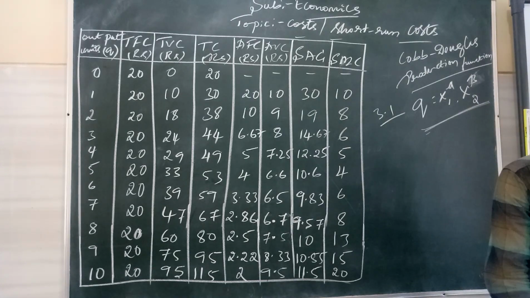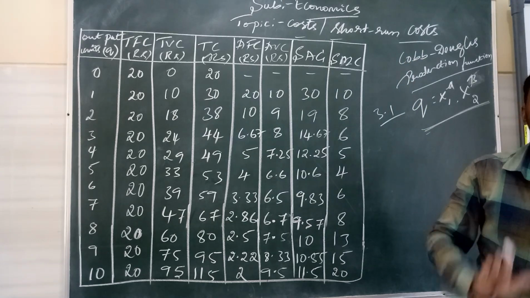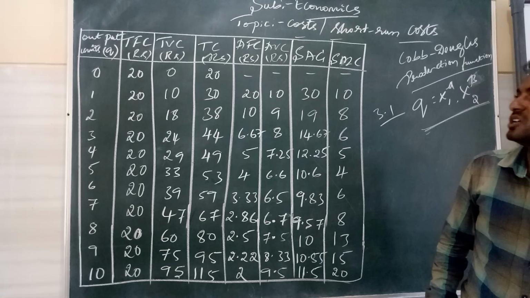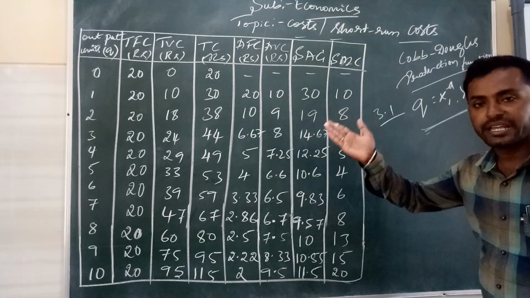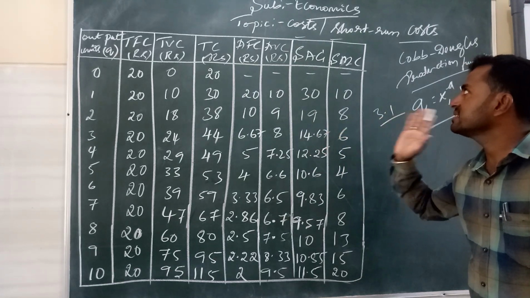Okay. Then another concept we are going to discuss is short-run cost. There are many types in short-run cost: total fixed cost TFC, TVC, TC, AFC, AVC, SAC, and SMC.